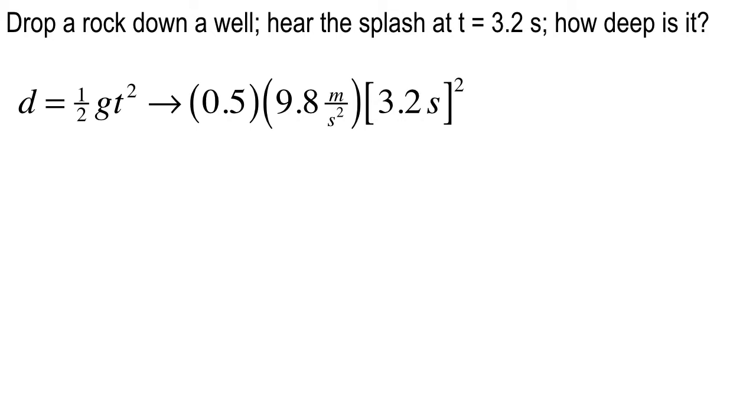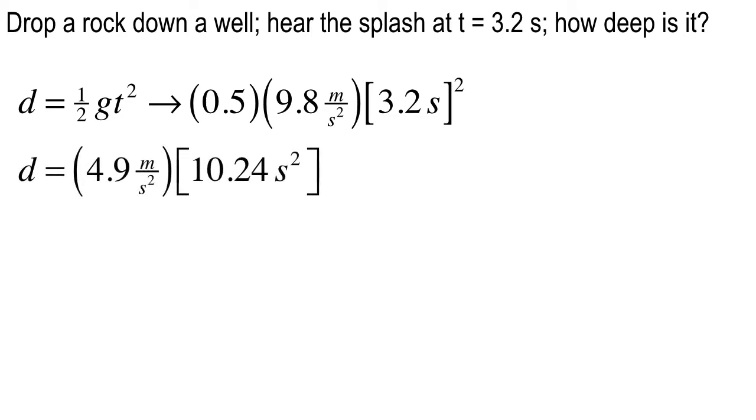Okay, so that's 1/2, and then here's the value of g, 9.8 meters per second squared. You don't need the minus sign for this one, because we're just getting a distance, not a coordinate. And then here's the drop time, 3.2 seconds, quantity squared. Now you've got to square that. So 3.2 squared. What I normally do is 0.5 times 9.8. That's good old 4.9. So that's my first parentheses.